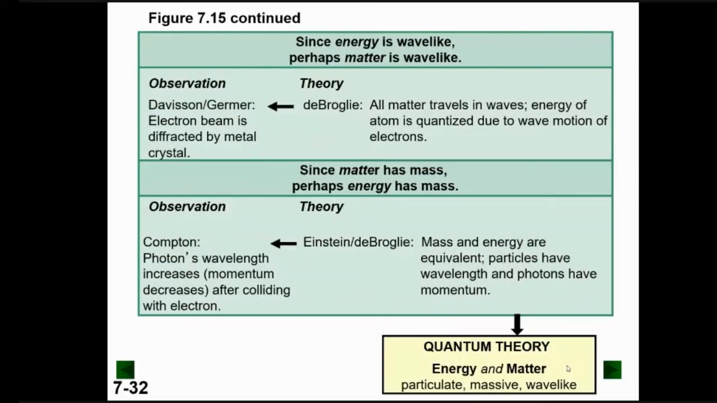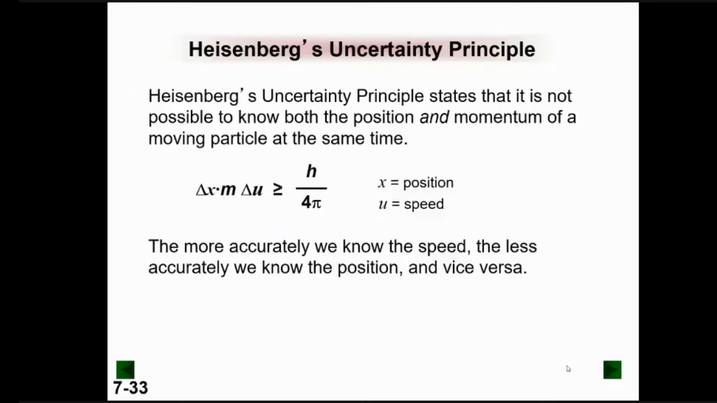All matter travels in waves. That's what we just saw with de Broglie. And mass and energy are equivalent, E equals mc squared. We don't need that though. The Heisenberg uncertainty principle, basically, as we study electrons, it makes it difficult because electrons are moving at very high speeds. So the issue is that you can know the location of an electron, but you can't know its speed when you know its location. And when you know its speed, you can't know its location. And that's what the relationship is here.